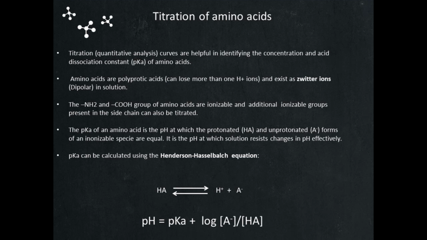pK can be calculated using the Henderson-Hasselbalch equation. In this video, I am not going to discuss the derivation of this equation, but for an amino acid solution, when the protonated form gets dissociated into the ionic forms, this equation is represented as pH equals pK plus log of the unprotonated form, that is concentration of A minus, divided by concentration of the protonated form, or HA.